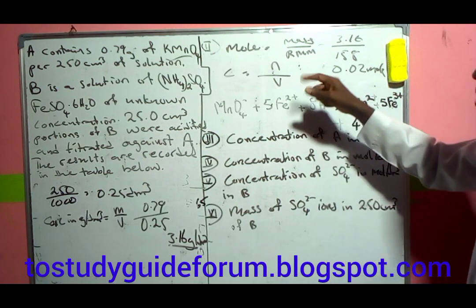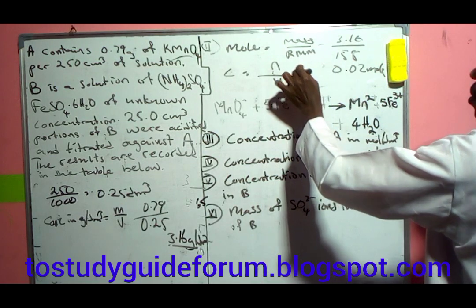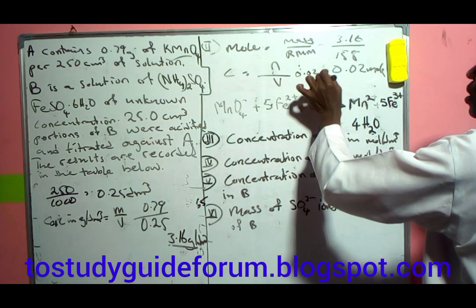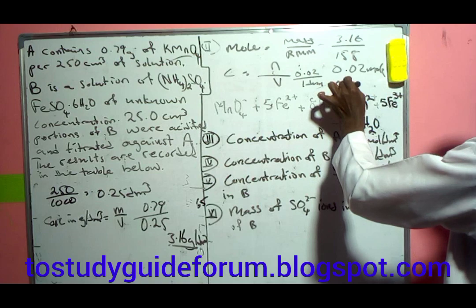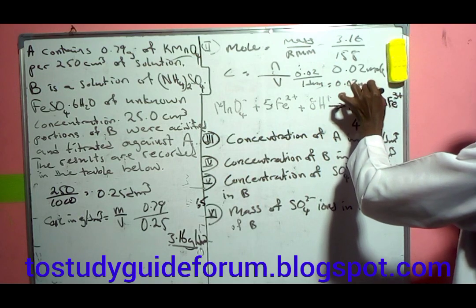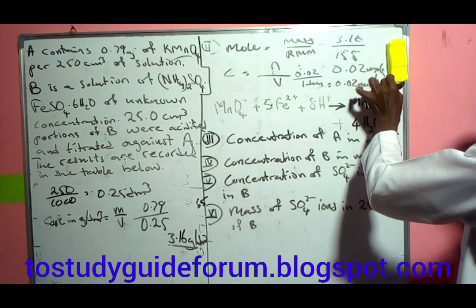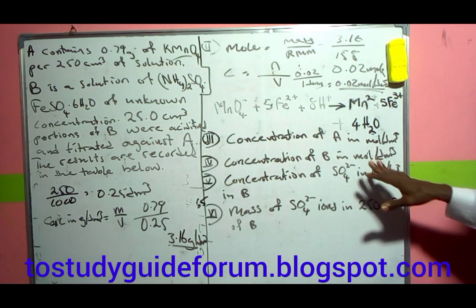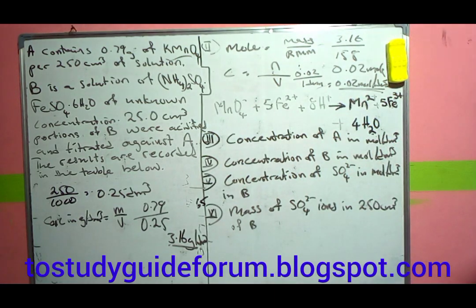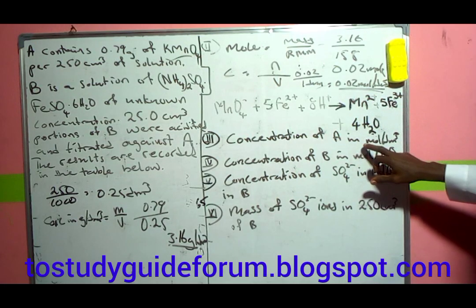Now we have the amount, which is 0.02 moles divided by 1 dm cube. That will be 0.02 mole per dm cube. That is what we have for the concentration of A in mole per dm cube. So the next thing we are going to do, now we have the mole concentration of A.